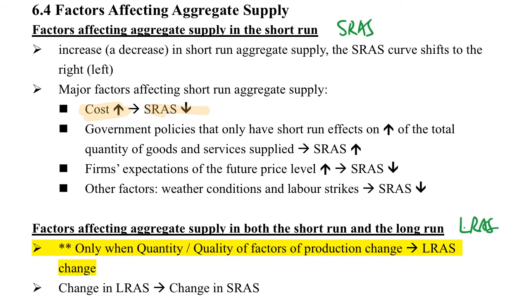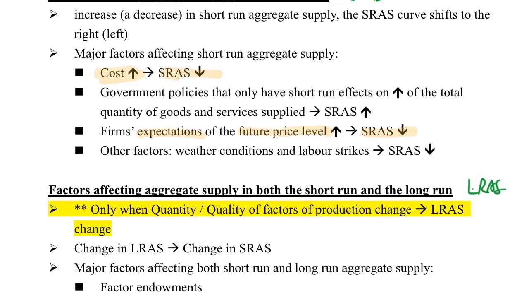The second one is about the expectation about the future. If they find that the future price will increase, then they will try to sell later, right, in order to make more profits. So they will try to decrease their SRAS currently.